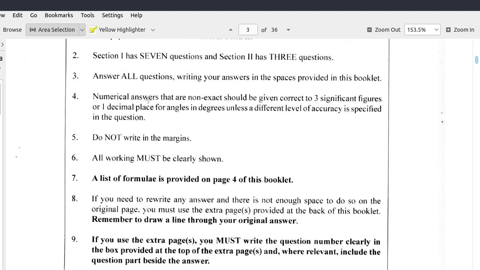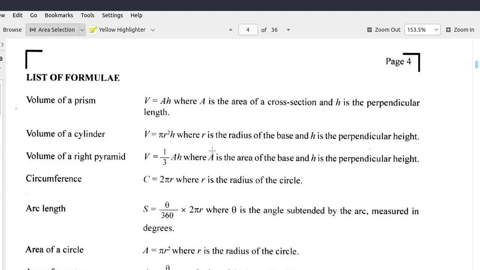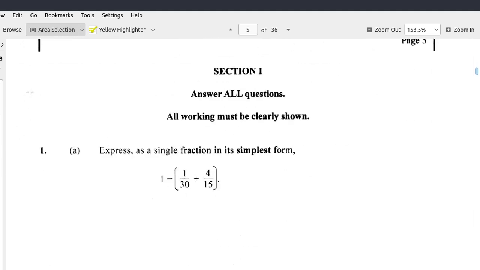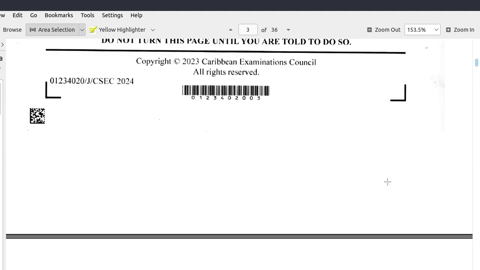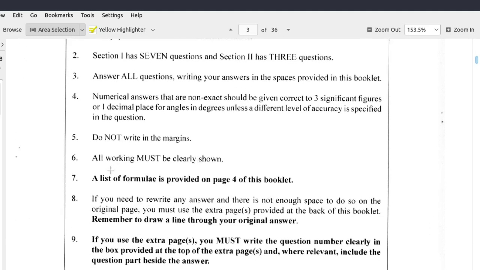Here, they say to answer all questions, write in the space provided. Numbers not exact should be correct to 3 significant figures, and 1 decimal place for angles in degrees, unless a different accuracy is specified. Do not write in the margins. The margins, alright, you have some margins there on the paper. Not to write in them.